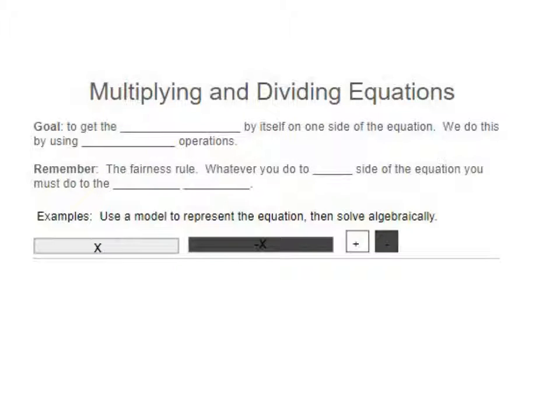Okay, so multiplying and dividing equations. So the goal is to get the variable by itself on one side of the equation, the same as with adding and subtracting. We do this by using inverse operations. Now that we're doing multiplying and dividing, those are the inverse operations. So if you have a multiplication equation, you're going to divide. If you have a division equation, then you're going to multiply.